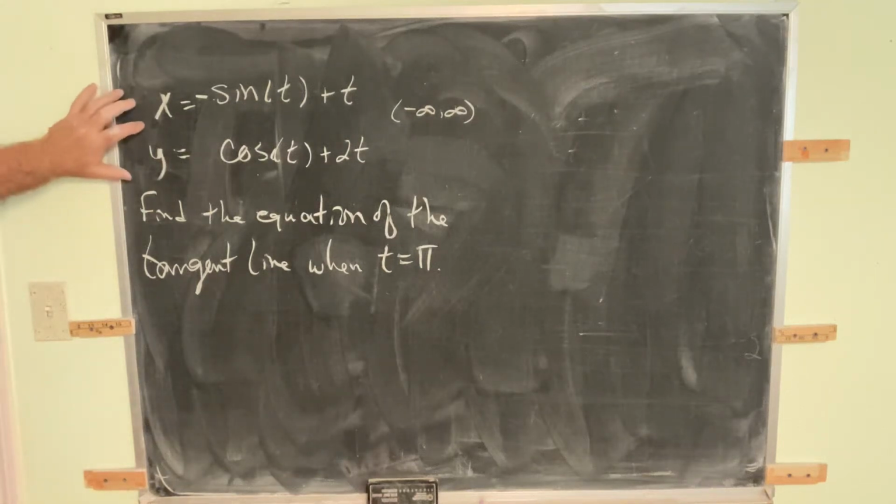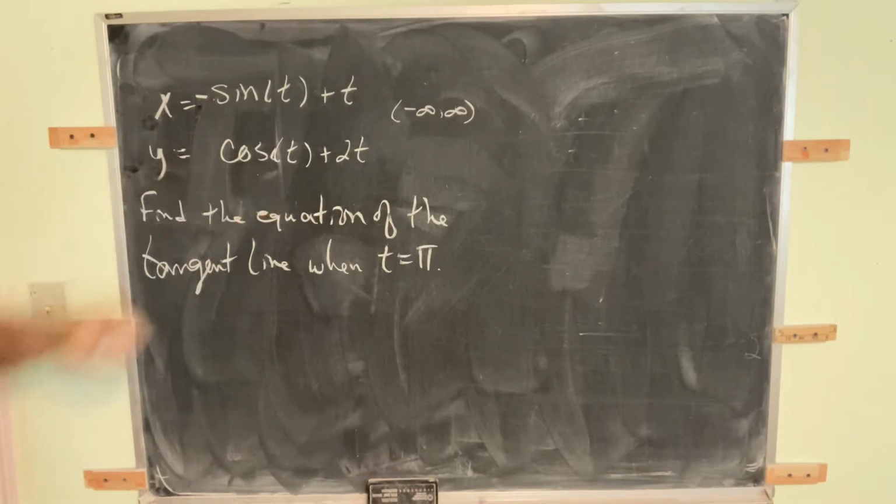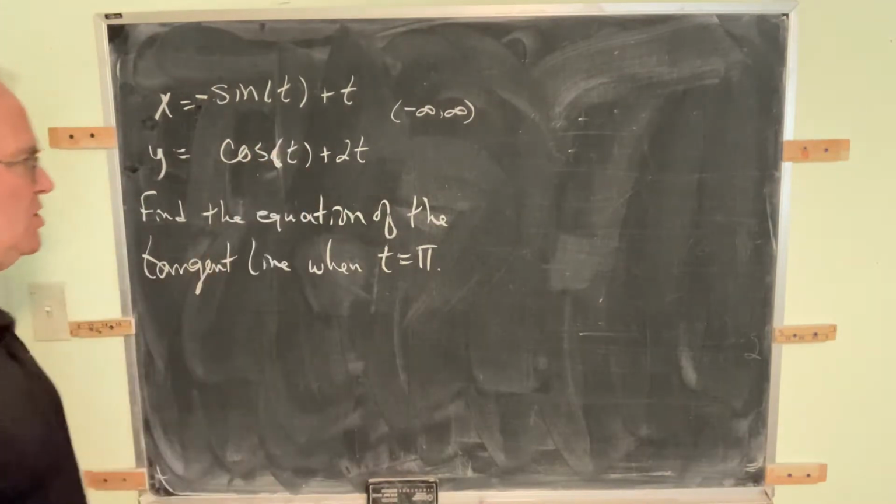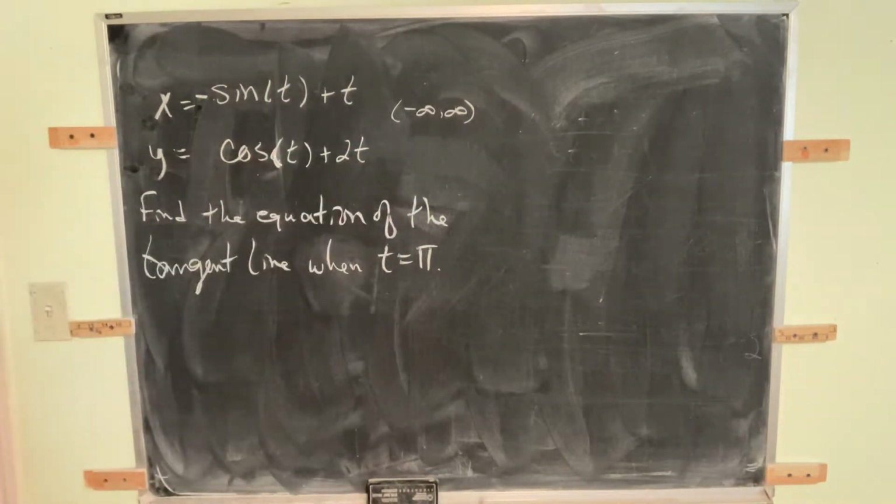We'll play through one more of these. Suppose we're given this set of parametric equations. X is equal to the negative sine of t plus t. Y is equal to cosine of t plus 2t. And this is on the entire real number line for the values of t. And we're asked to find the equation of the tangent line when t is equal to pi.